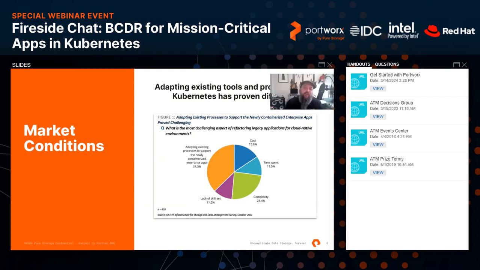I was a little curious about what I found surprising is that percentage of the most challenging aspect of moving over to these modern application architectures is adapting existing processes to support these new containerized applications. Johnny, do you have any insights to this particular section?